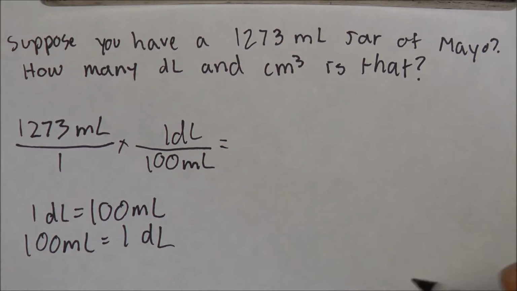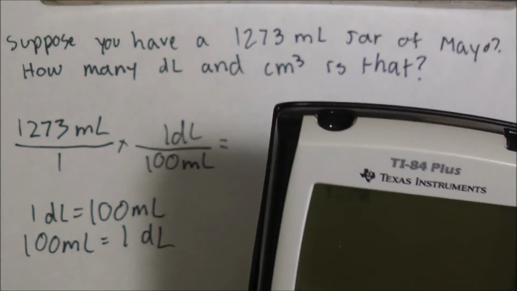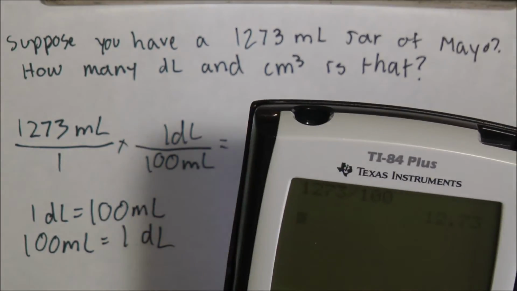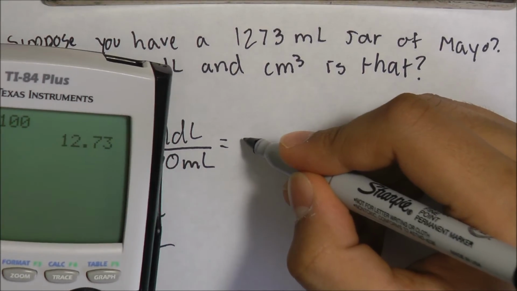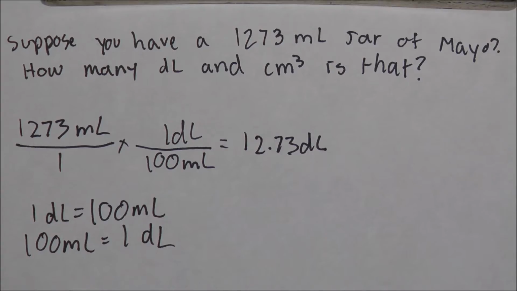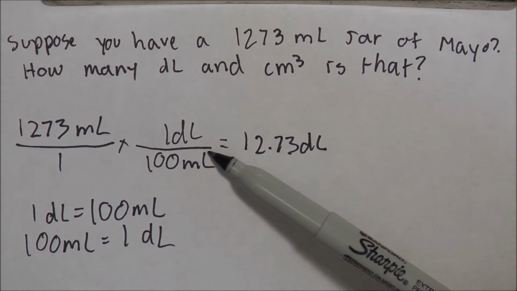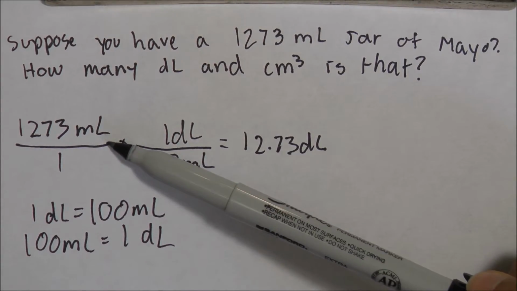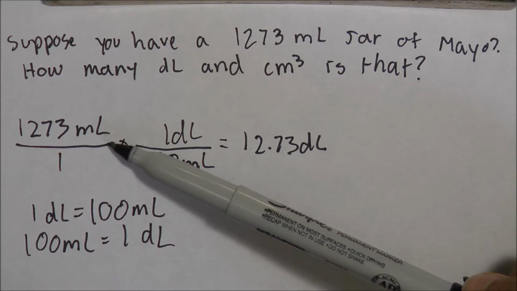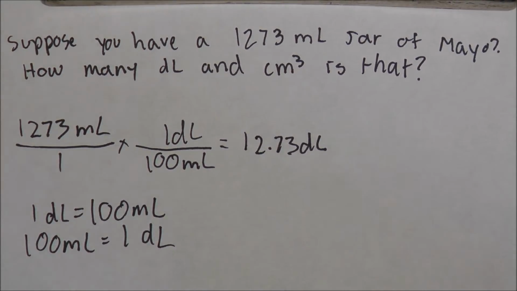And now you could do the math, and with your calculator, you could do 1,273 divided by 100. That will equal 12.73 deciliters. This number already has the correct sig figs. Remember, this is a conversion, so that's unlimited sig figs. This number is what you use to figure out how many sig figs you have. So this has 4, and this also has 4, and that's it.